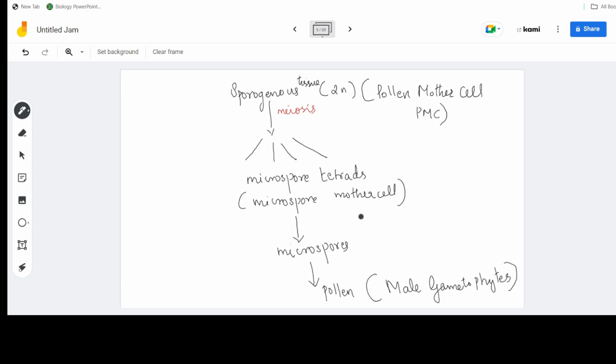And this development process, that is the formation of microspores from sporogenous tissue, is called microsporogenesis. You got it? Sporogenous tissue will undergo meiosis and form 4 microspore tetrads. Microspore tetrads give rise to microspores, and microspores further develop to form pollen. And we know that this is haploid. Microspore tetrads are haploid in their chromosomal number.